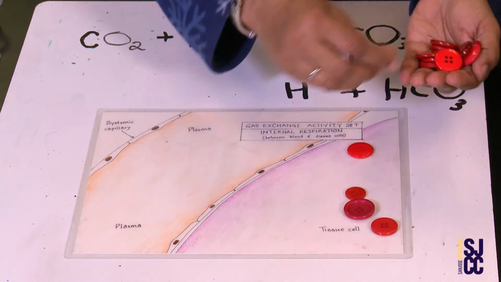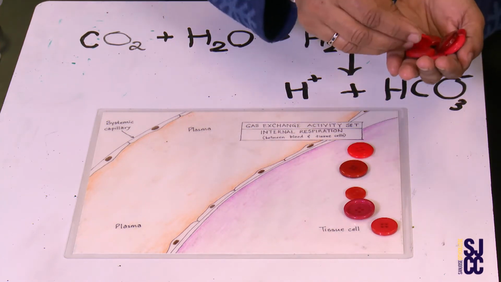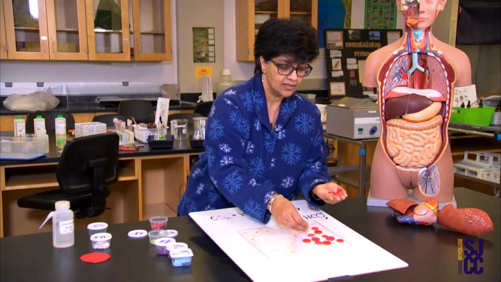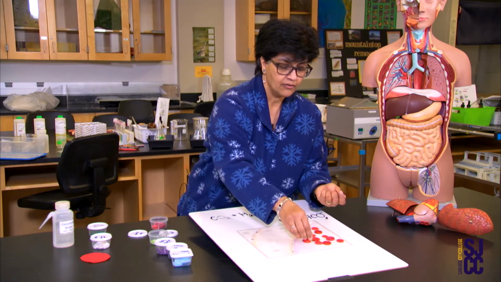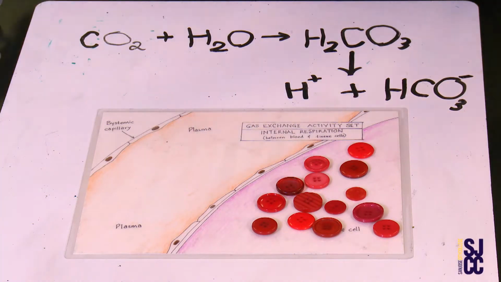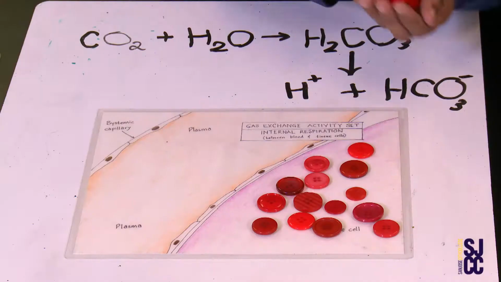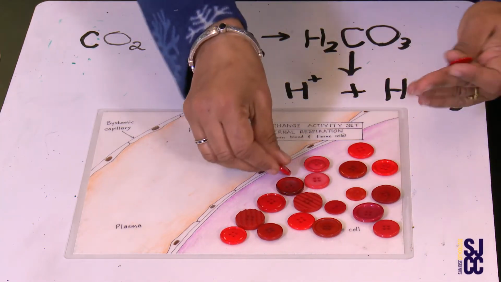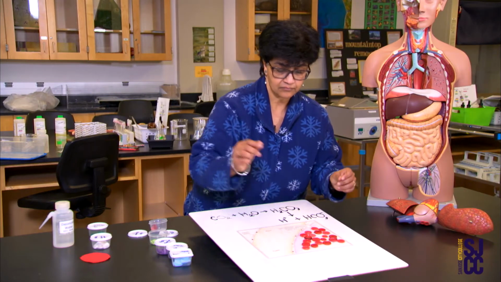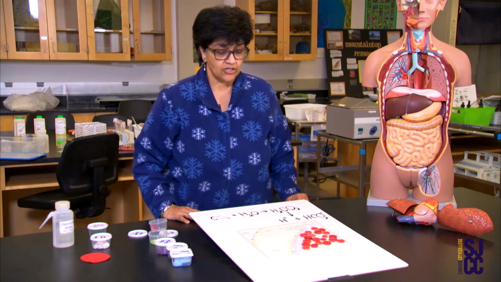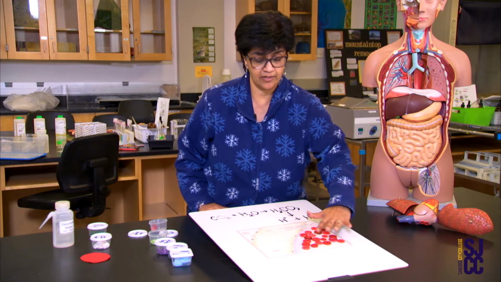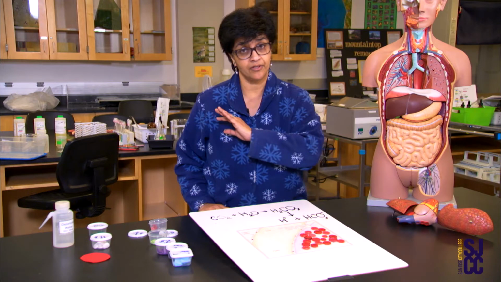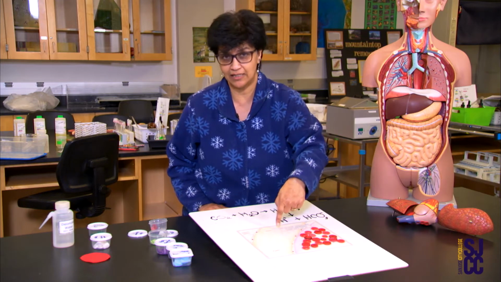1, 2, 3, 4, 5, 6, 7, 8, 9, 10, 11, 12, 13, 14, 15, 16, 17, 18, 19, 20. Okay. So I have had cellular respiration and I have 20 molecules of carbon dioxide. I don't want them there. I need to get rid of them. So I don't have any in the plasma.